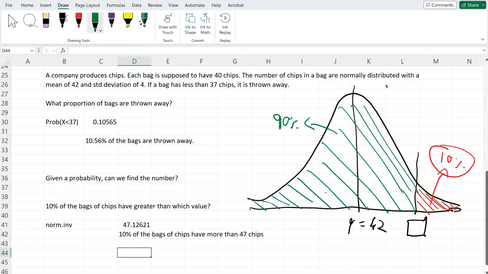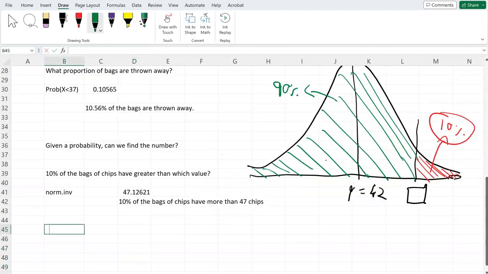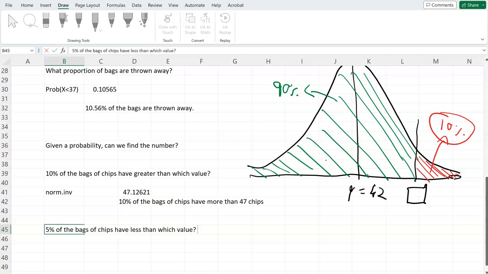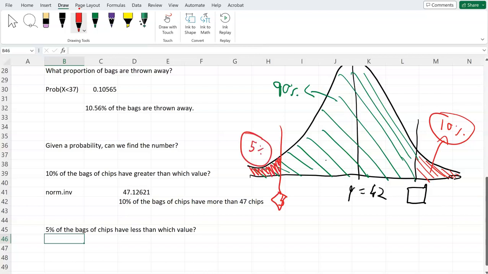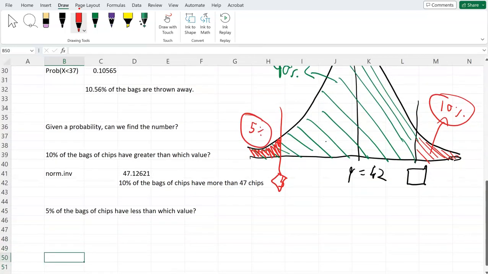Now what if I wanted to find the same thing: 5% of the bags of chips have less than which value? In that case, we would be looking at 5%, so maybe this number, and this is the region that we are looking at. So if this is the region we want to find, now we don't have to do any subtraction of the probabilities. We know exactly what it is.